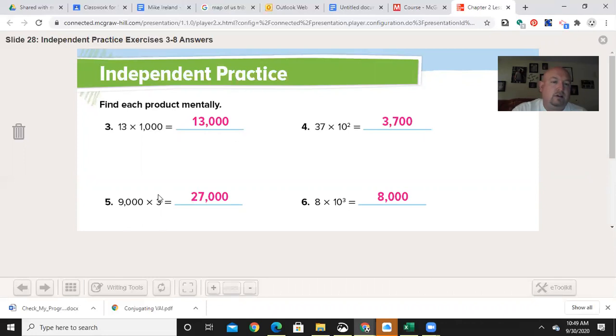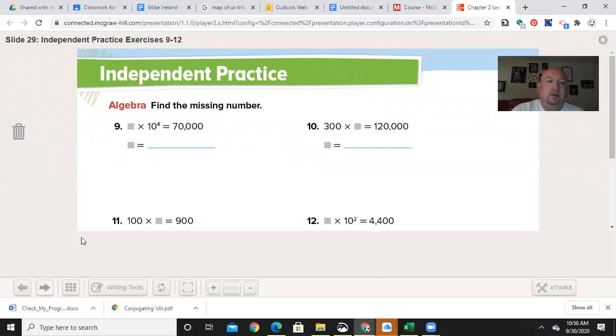9,000 times 3. 9 times 3 is 27, 3 zeros, 27,000. 37 times 10 squared, or 10 to the second power. 37 times 1 was 37, 2 zeros. And next one, 8 times 10 cubed, or 10 to the third. 8 times 1 is 8. And that tells me there are 3 zeros, so 8,000.